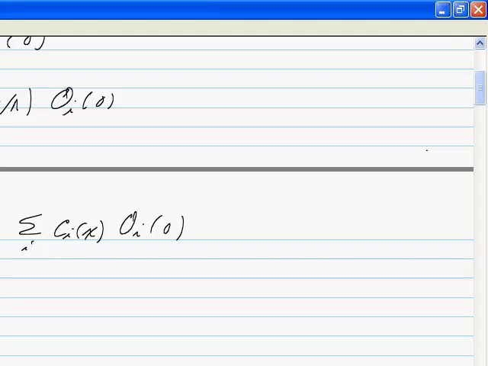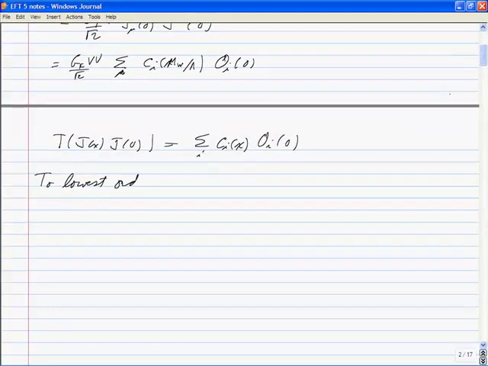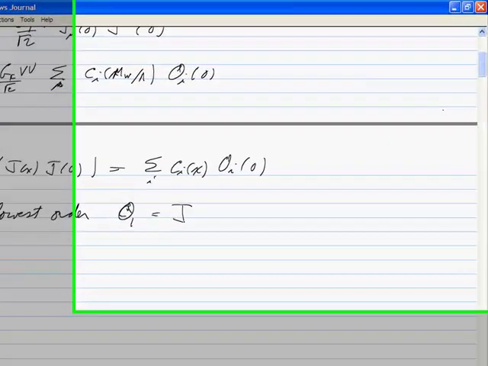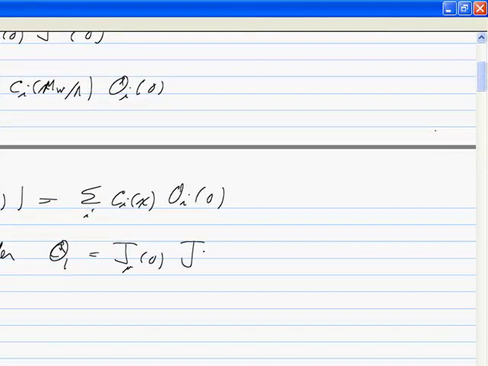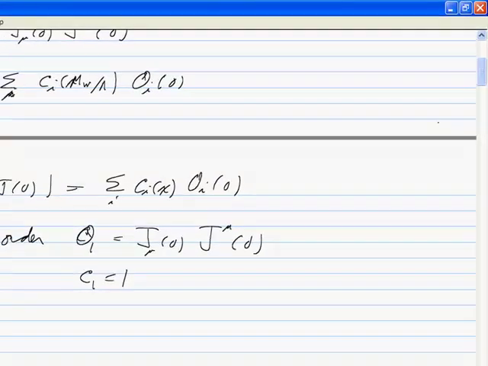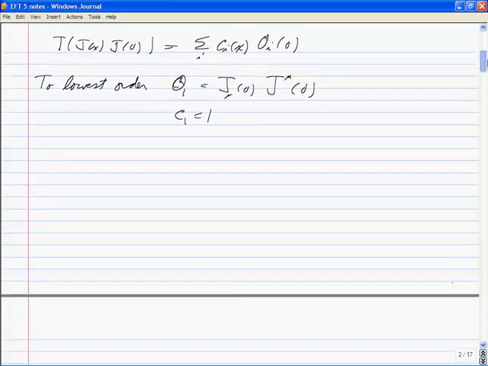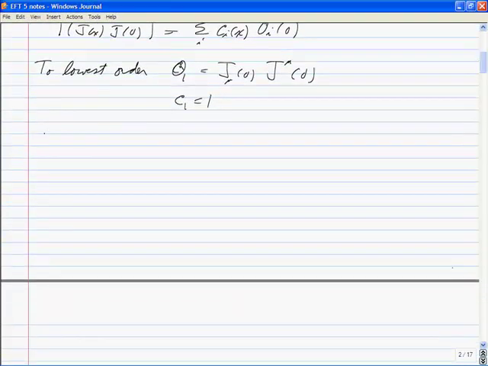So we can see that to lowest order, let's call it O1, it is J^μ of 0, J_μ of 0, again with labels, and C1 is 1. But that's not the interesting one. The interesting one is going beyond it. Actually, as an aside, let's do the aside now. That's actually not completely true. We'd always do that, but there's another operator, even at lowest order.